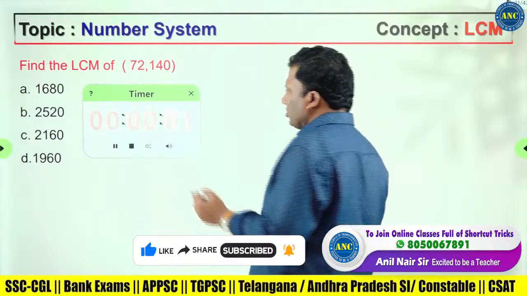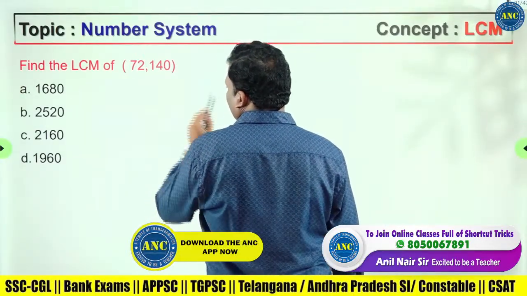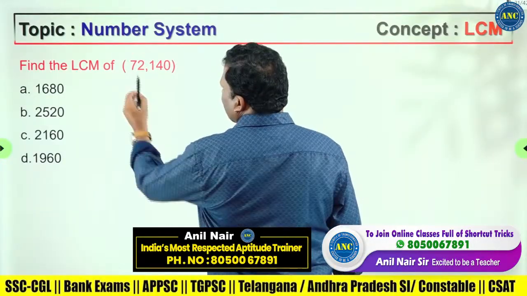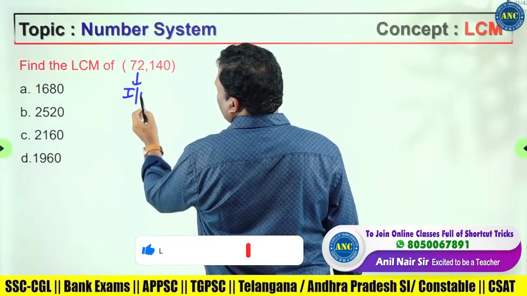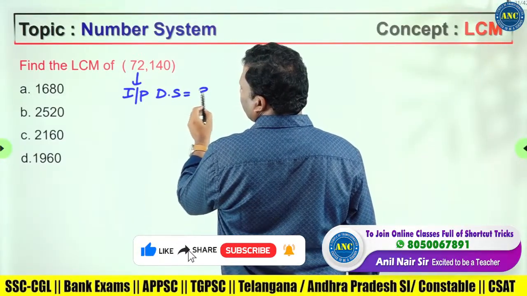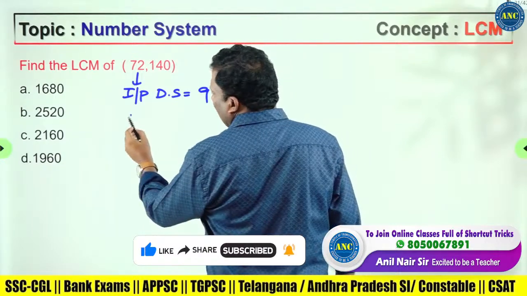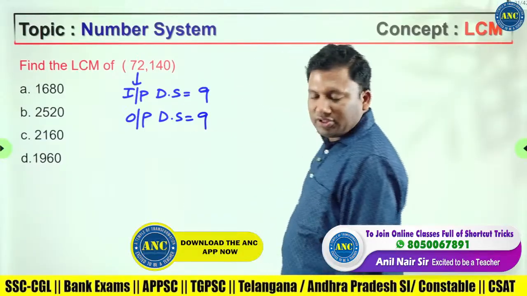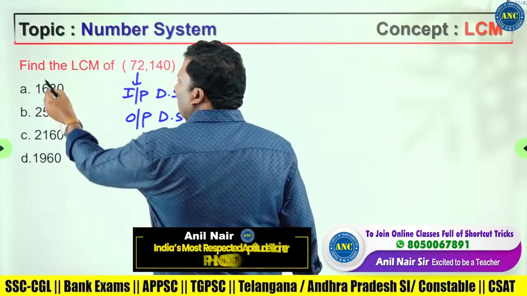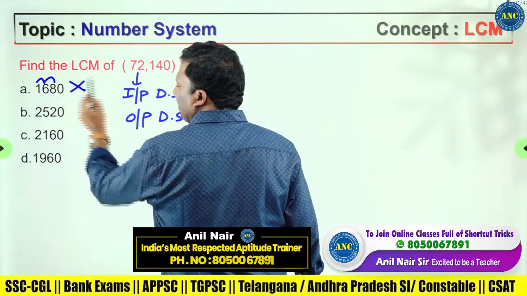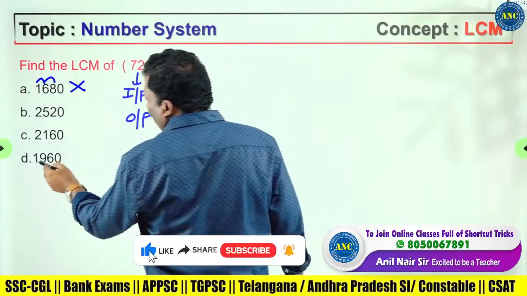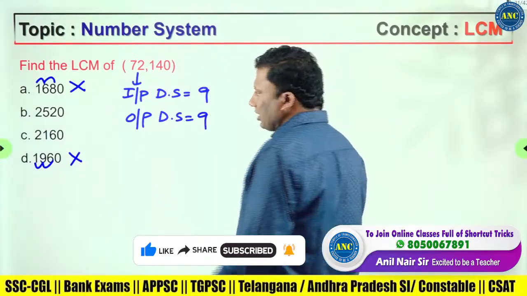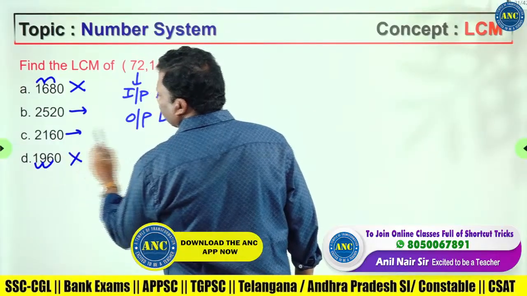It is actually an easy question. Now see here. LCM of 72. Input one number, digital sum is 9. Am I right? 7 plus 2 is 9. Output digital sum should also be 9. Which answer option has digital sum 9? 1 plus 6 is 7, 7 plus 8 is 15, which gives 6. 1 plus 9 is 10, 10 plus 6 is 16. It is not possible. So answer can be this or this.